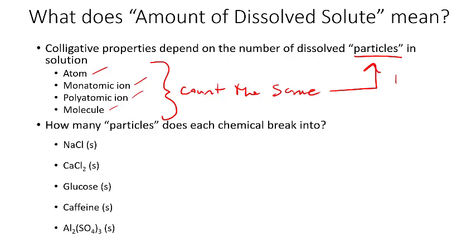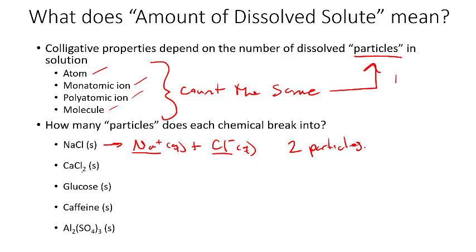So if we think about dissolving several different solutes in aqueous solutions, let's consider how many particles each of these individual materials breaks up into. If we look at NaCl, when we put this solid into our aqueous solution, we get Na+ (aq) plus Cl- (aq). So there's one Na+ and one Cl-, a total of 2 particles that break up into solution.